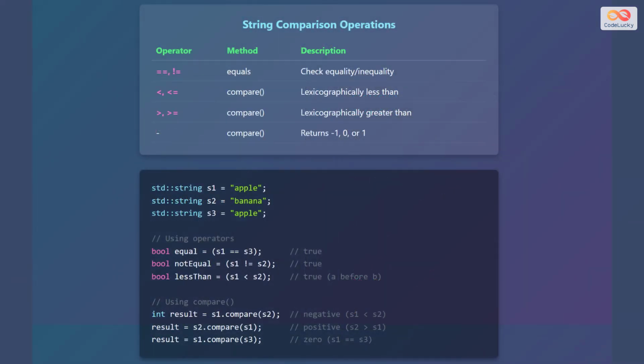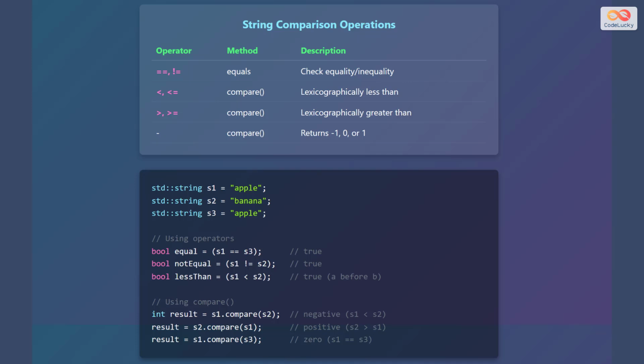C++ strings can be compared using various operators and methods to check for equality, inequality, and lexicographical order. You can use the equality (==) and inequality (!=) operators to check if two strings are equal or not equal. For lexicographical comparison, you can use the less than, less than or equal to, greater than, and greater than or equal to operators as well as the compare method.